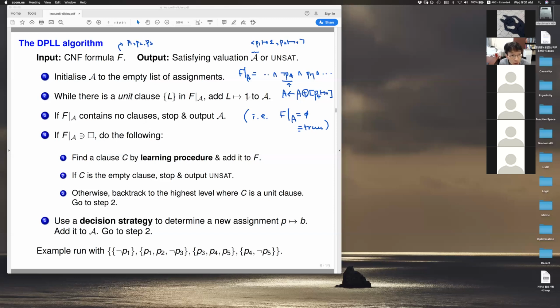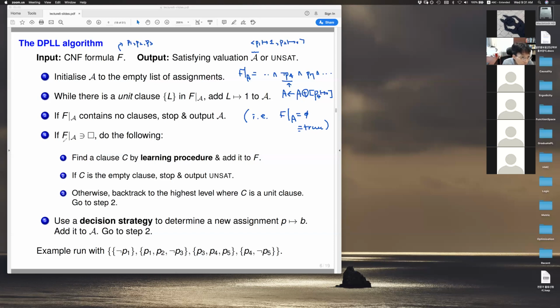So we just stop and say, okay, F is satisfiable, and we return the current valuation A. So this whole thing says that F is true under A, so F is satisfied under A. So we just return A in the first case. That's not a big deal.